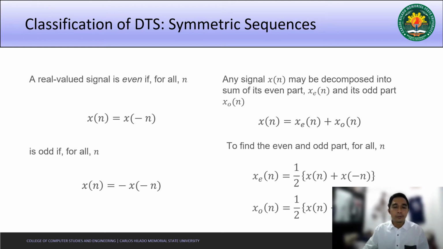Now, a real valued signal is even for all n if x of n is equal to x of negative n, and it is odd if x of n equals negative x of negative n. This was also discussed in the previous examples in lesson 3, on symmetric sequences. So this is a review of what we discussed last time.